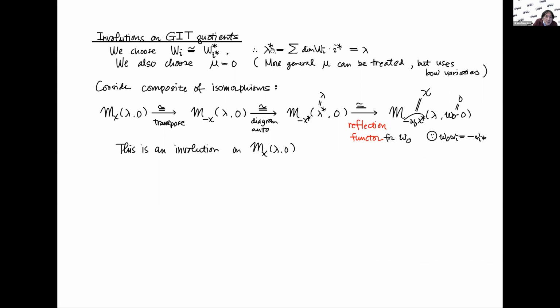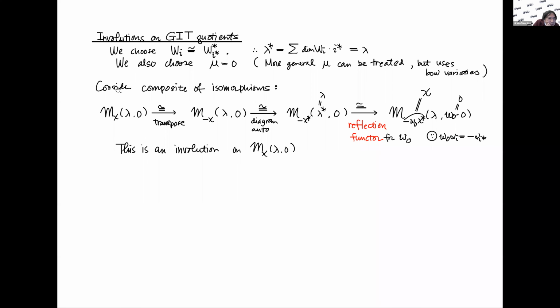In particular, maybe I didn't explain that, lambda star is what I get by applying the diagram automorphism, extended to weights. Because Wi is isomorphic to Wi star, their dimensions are equal, so lambda must be fixed by the diagram automorphism. At least we should choose such a vector. And for simplicity, we assume mu to be zero. The more general case I can treat, but it's a little bit complicated, so I just restrict myself to the simplest case, mu equals zero.